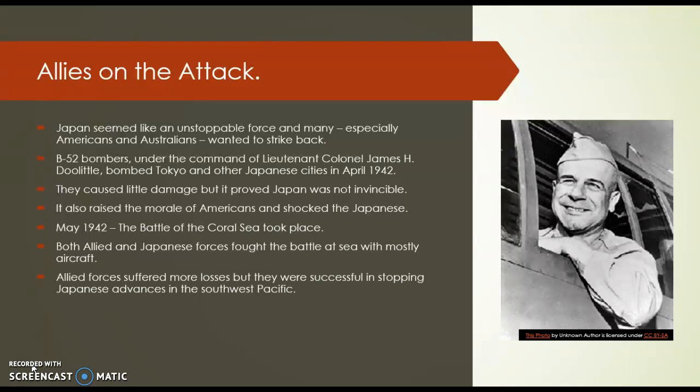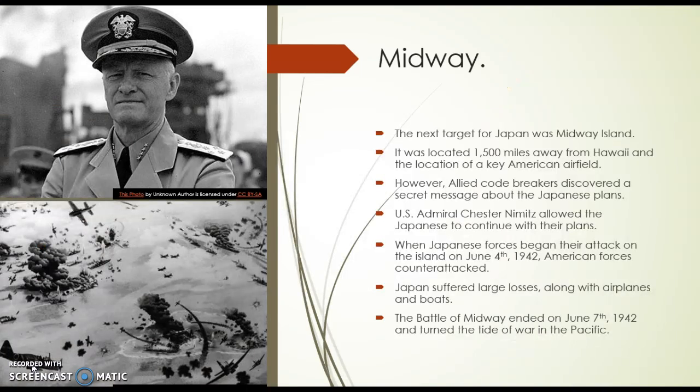shocked the Japanese. In May of 1942, the Battle of the Coral Sea took place, and both Allied and Japanese forces fought the battle at sea with mostly aircraft. Now, Allied forces suffered more losses, but they were successful in stopping Japanese advances in the Southwest Pacific, especially towards Australia.